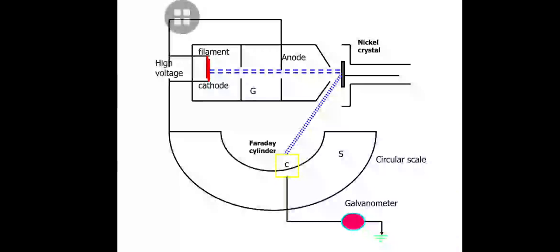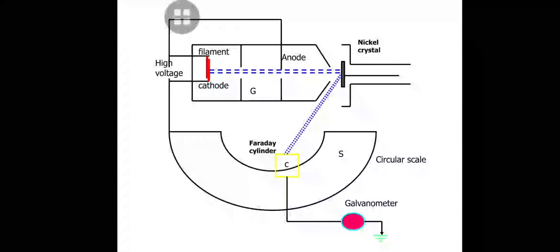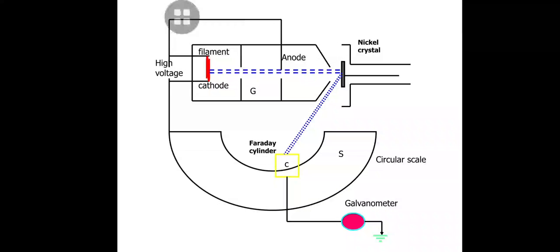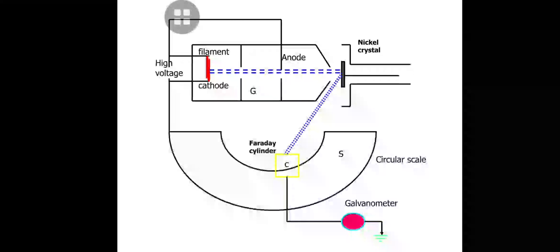They did the experiment in a vacuum chamber, under a vacuum tube. Here, they have a filament, and opposite the filament there is an arrangement with nickel crystals. It acts as a target, and at the bottom of the semicircular scale, a detector chamber is there. The detector chamber is connected to a galvanometer.